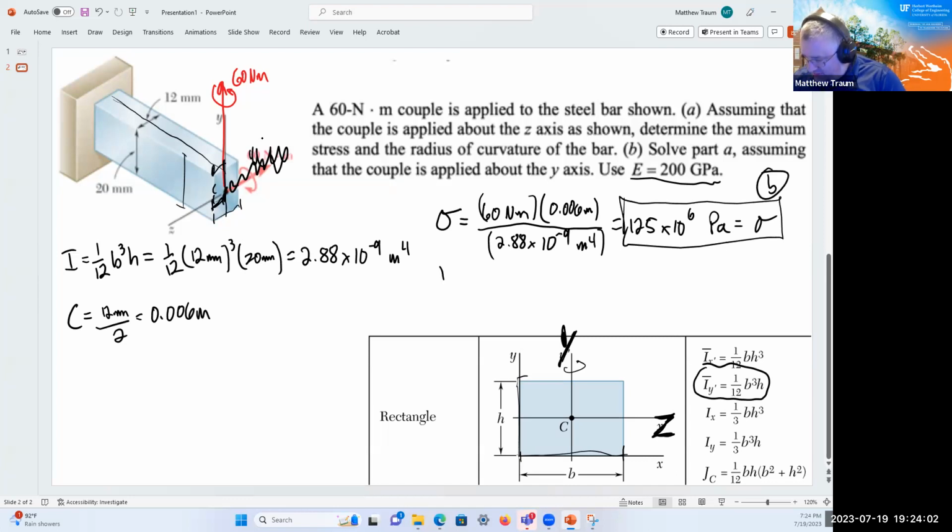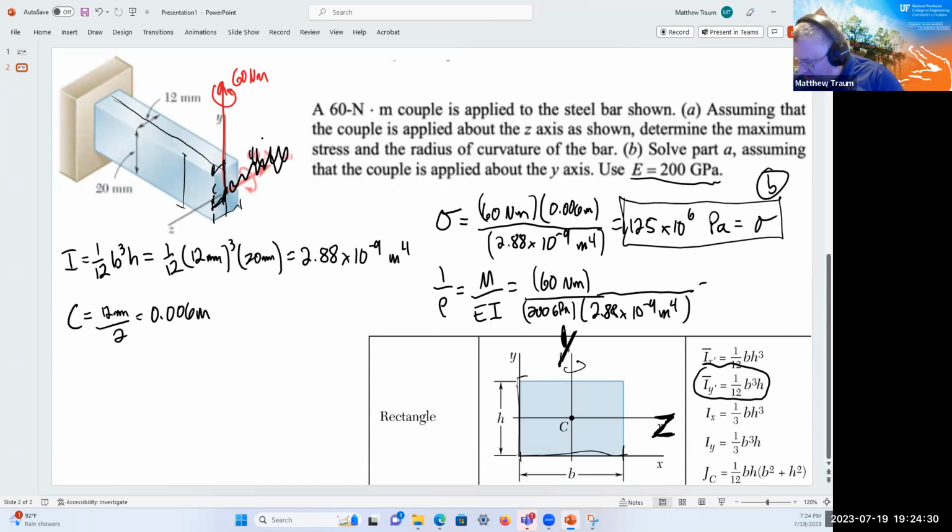And the last thing I need is a radius of curvature. So remembering that 1 over the radius of curvature is the moment divided by Young's modulus divided by I. So let's put in the numbers. 60 Newton meters divided by 200 gigapascals and divided by that same I value that I calculated before, 2.88 times 10 to the minus 9 meters to the fourth for this geometry. And what I end up getting is 104.17 times 10 to the minus third meters to the minus 1.